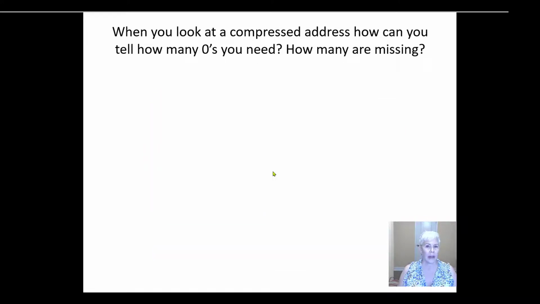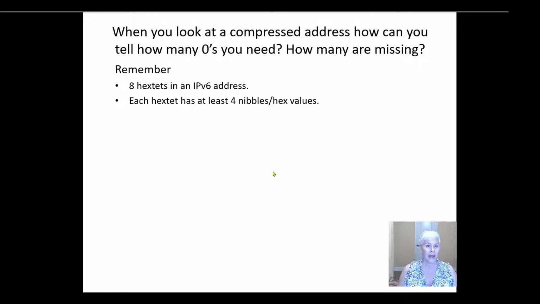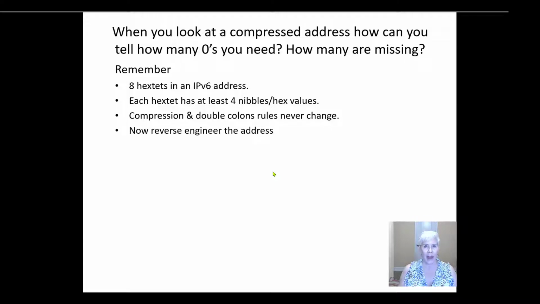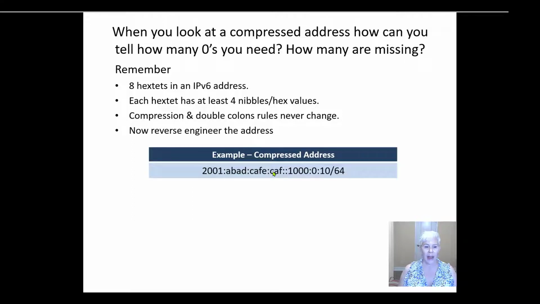When we look at a compressed address, how can you tell how many zeros or sets of zeros you need? Well, you count up how many are missing. We want to remember that each IPv6 address is made up of 8 hextets. Each hextet has 4 nibbles, which are those hex values. And the compression and the double colon rules for the zeros never change. If we keep those facts in mind, we can reverse engineer an IPv6 address.